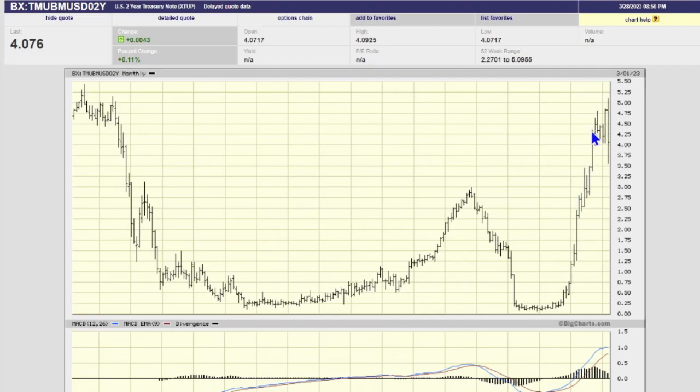From this point, it looks like we've formed a megaphone structure, the upper trend line moving on up like that, and then the lower trend line moving down like this. Again, it seems to be widening, which means there's volatility.